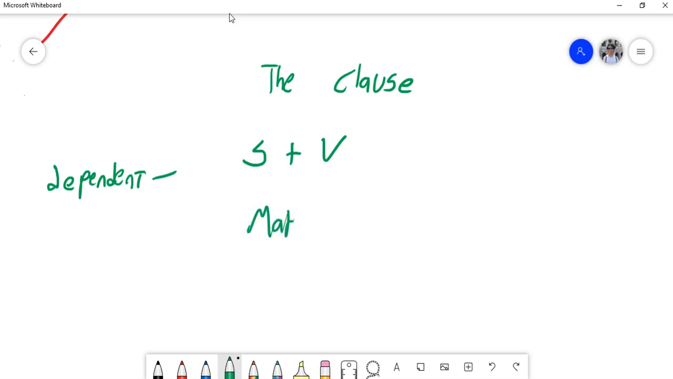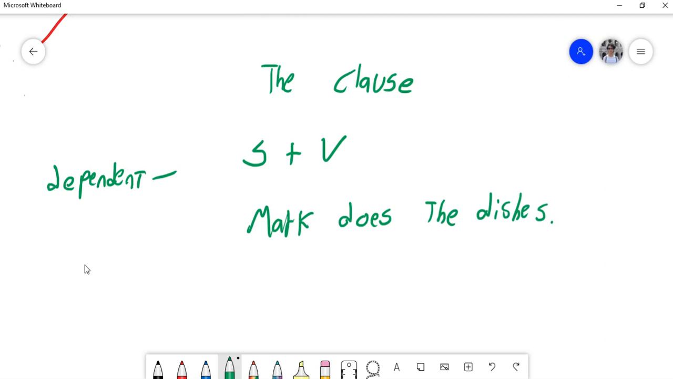Mark does the dishes. All right, Mark does the dishes. I don't need to ask, okay, why does Mark do the dishes, or how does Mark do the dishes? I don't need any of that information, because it's very clear to me that if you say Mark does the dishes, we don't need more information about that.